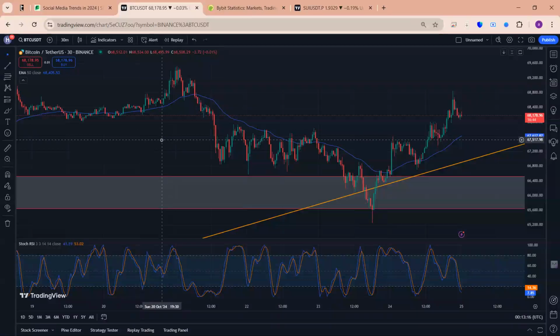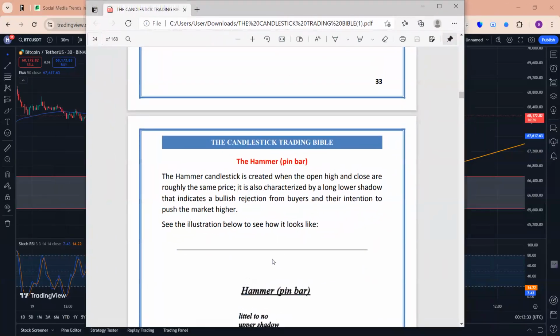The last class we discussed the engulfing candle, but today we'll be having a discussion around the hammer candle. I'm going to draw up my listing and put it here so we can read together. So we are dealing with the hammer candle, in other words, they call it a pin bar. The hammer candlestick is created when the open, high, and close are roughly the same price. It is also characterized by a long lower shadow that indicates a bullish rejection from buyers and their intention to push the market higher. So let's see the illustrations below.